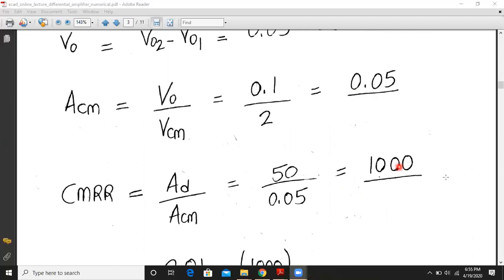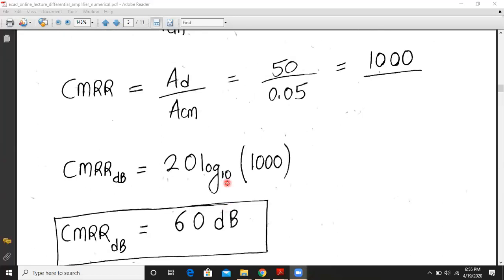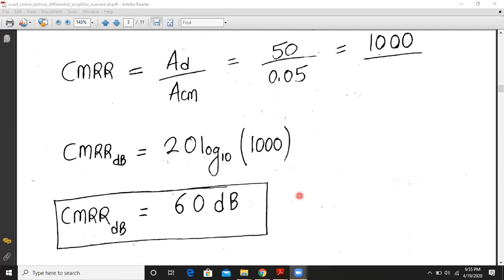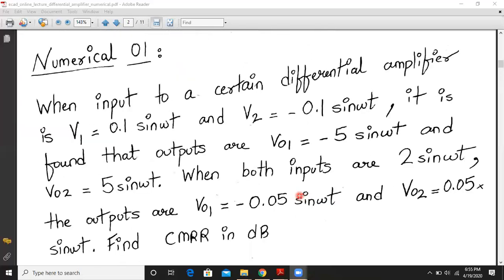Now we know CMRR is given by AD upon ACM. So that will be 50 divided by 0.05, which comes out to be 1000. Now if we want CMRR in dB, we will take 20 log to the base 10 of 1000, which will give you the answer as 60 dB. So that's the answer to numerical number 1. CMRR in dB is 60 dB. We can expect such types of numericals in exams which will test your conceptual understanding. Okay, so now we will move on to the next numerical.